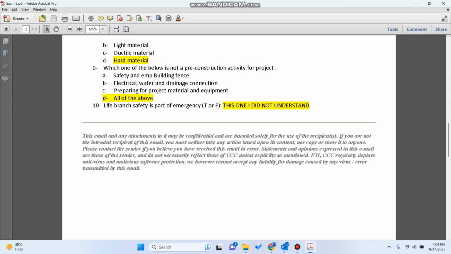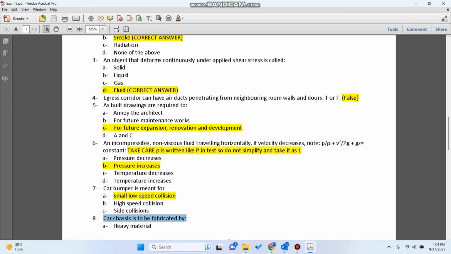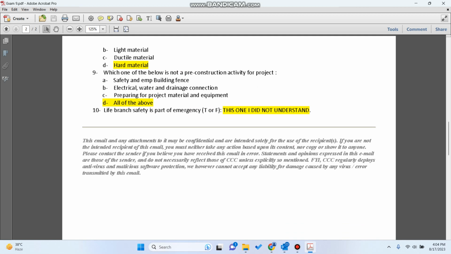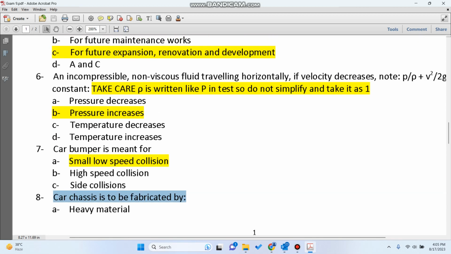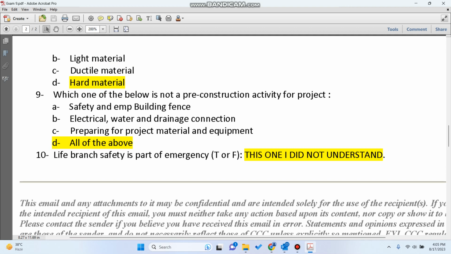Question number 9. Which one of the below is not a pre-construction activity for a project? The options regarding mobile material equipment safety and empty building are not a part of pre-construction because these all come after construction.